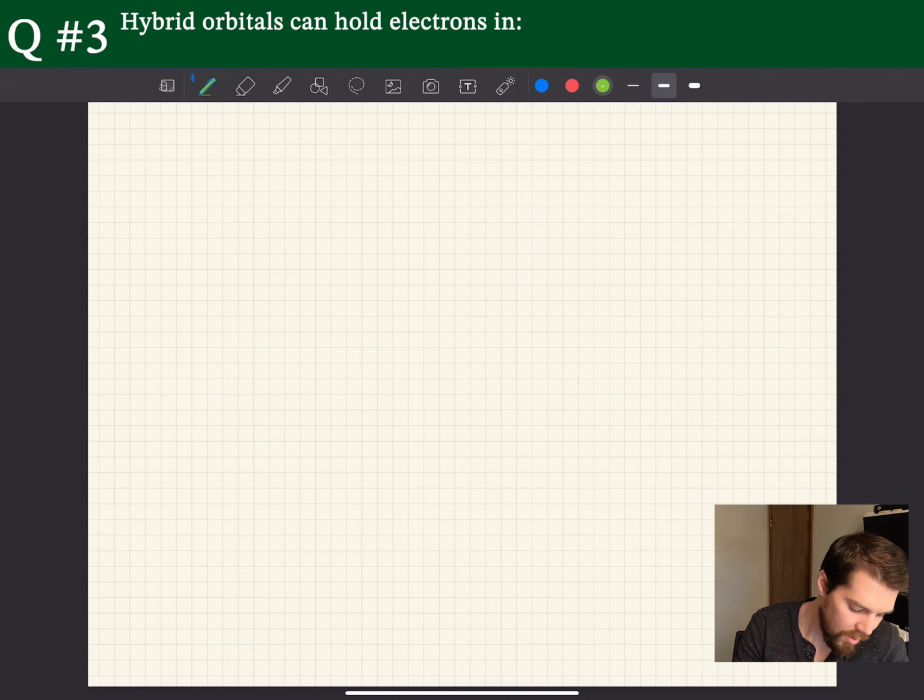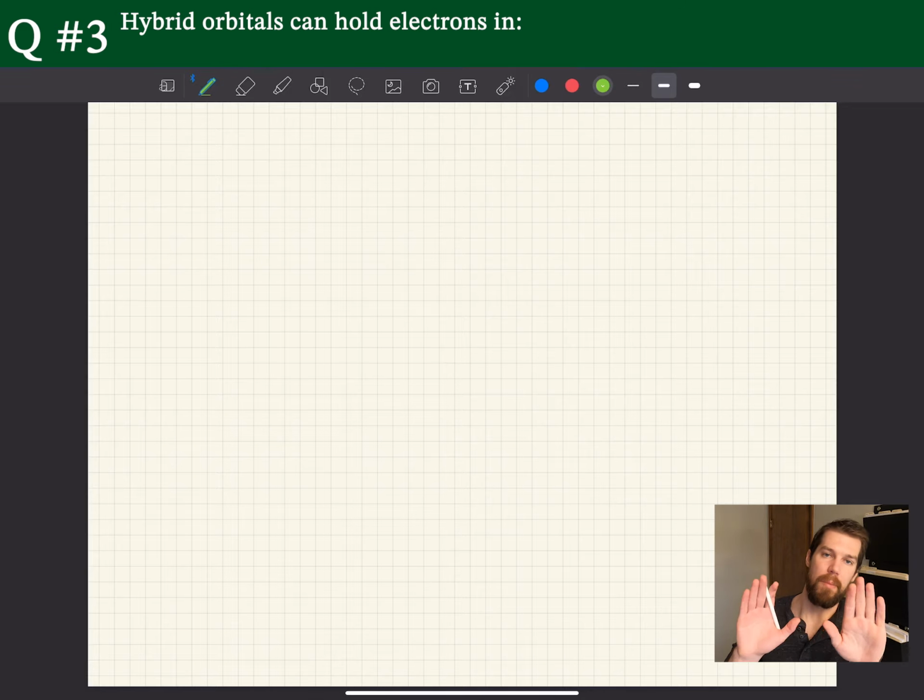Number 3, hybrid orbitals. Hybrid orbitals can hold electrons in lone pairs and sigma bonds. That's it. Fun fact, so make sure you learn it. Hybrid orbitals do not form pi bonds. Pi bonds are formed from overlap of p orbitals in a parallel orientation, which you will get into in your OChem class. So you don't really need to know that right now.